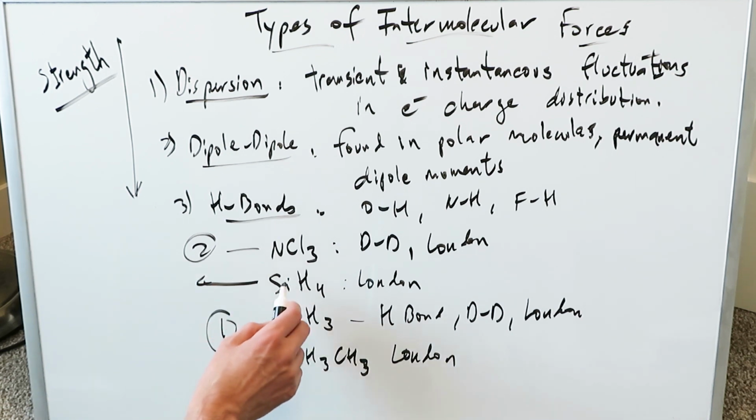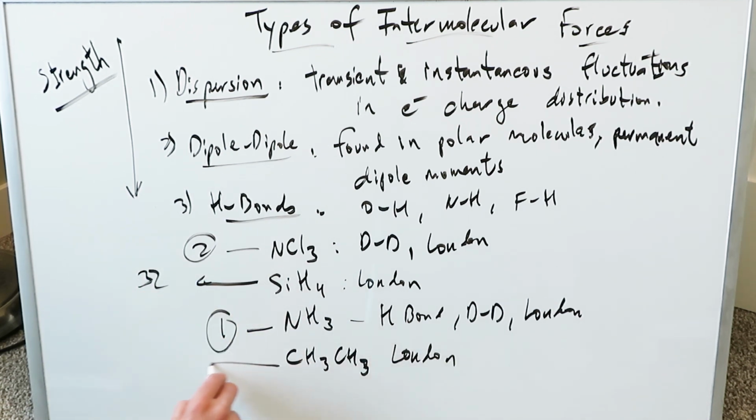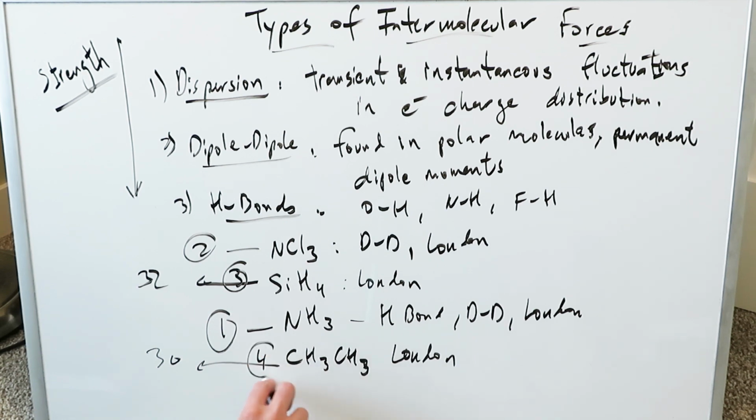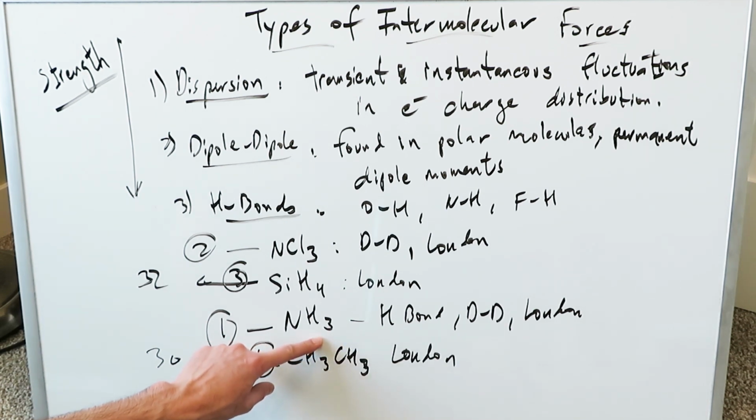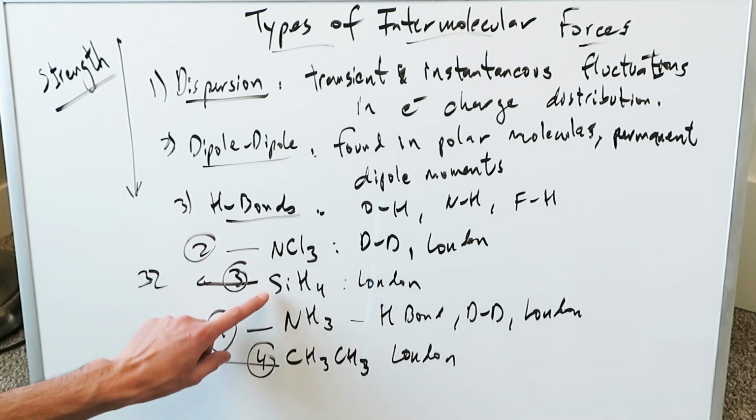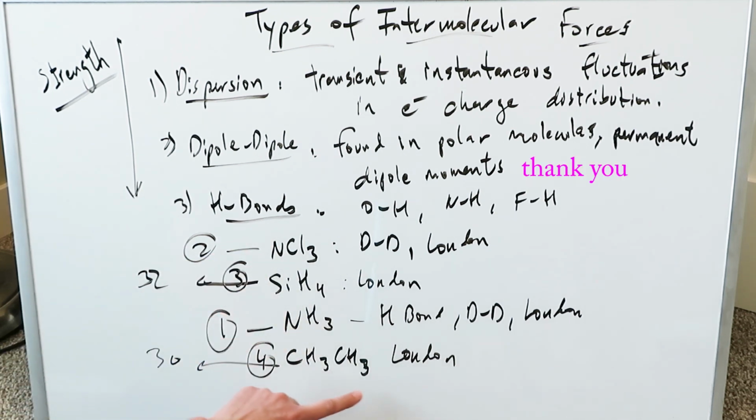What would be the molecular weight of this? You'd have 32. What would be the molecular weight of this? You have 12 plus 12 is 24 plus 6 is 30. Then that tells you that this right here would be number 3 and this right here would be number 4. Ammonia will be the highest in terms of boiling point, then nitrogen trichloride, then silicon tetrahydride, and finally ethane would be the lowest in terms of the boiling points.